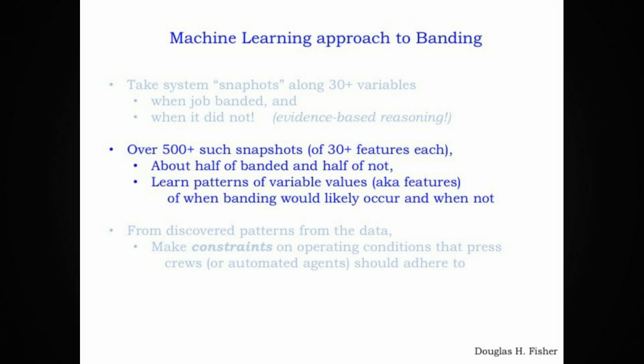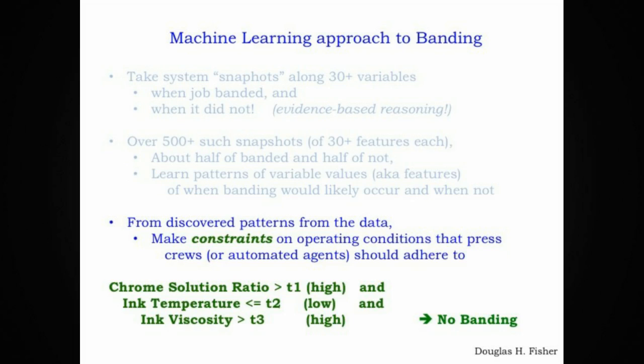From the data, we learned or discovered patterns. And these patterns suggested the conditions under which banding would occur and banding wouldn't occur. And again, the point here was we wanted to learn these patterns so that we could avoid bands in the future. And so these discovered patterns were actually turned into constraints for the operating crews to follow. An example of a complex constraint down here that operating crews were told to follow.